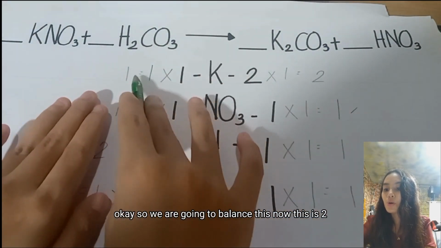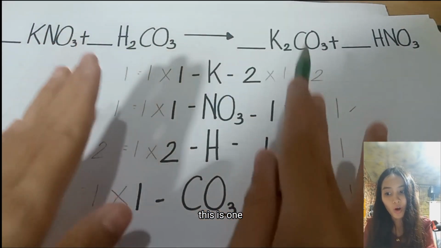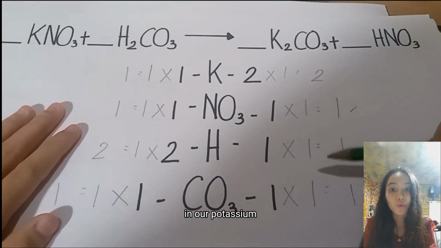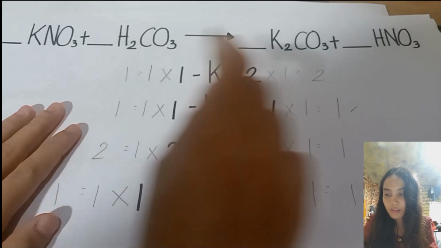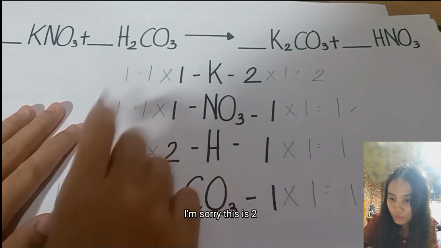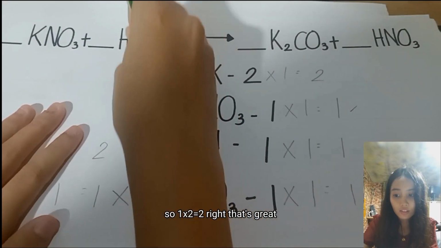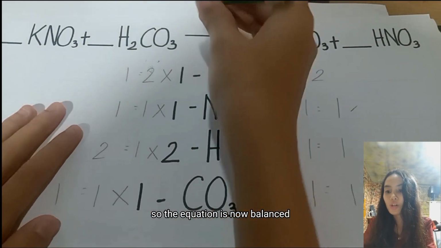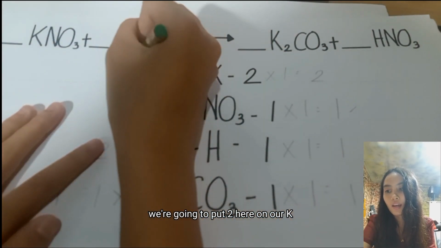Okay, so we are going to balance this now. This is 2, this is 1. So we have to change the coefficient here in our potassium. We have the power to change that. So we are going to make this 2. So 1 times 2 is 2. Right, that's great. So the equation is now balanced. We're going to put 2 here on our K.